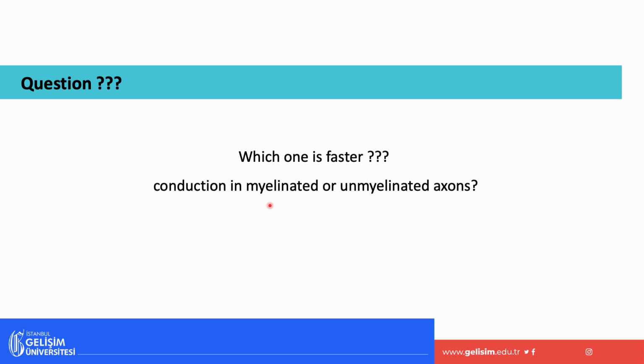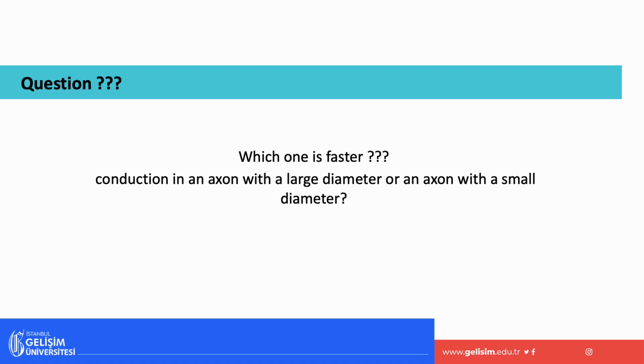So, another question. Which one is faster, conduction in myelinated or unmyelinated axons? Another question, which one is faster, conduction in an axon with a large diameter or an axon with a small diameter? If you know it, try to answer it in the comments below.